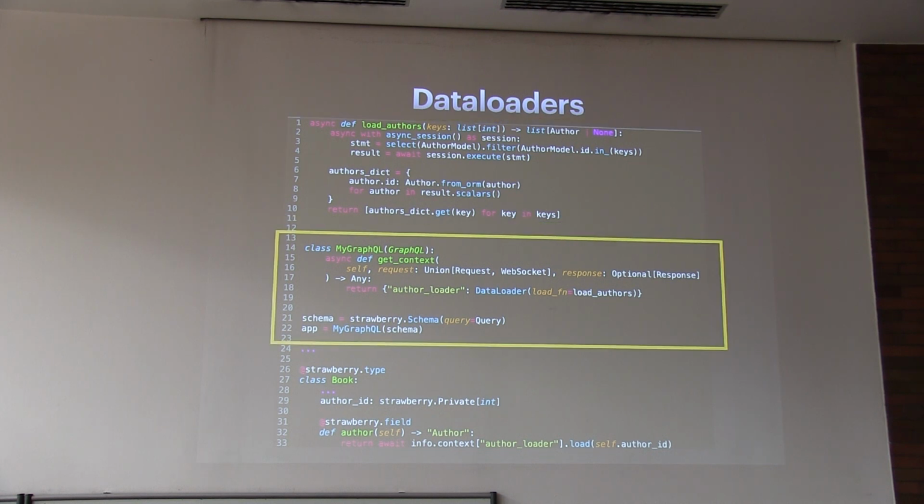You have to somehow initialize this data loader, and the important thing is that it cannot be global, because a data loader has some caching by default. So you have to create a fresh data loader instance for each request. This is usually done by injecting the data loader instance into the so-called GraphQL context. Every framework or library has some kind of context that is usually later available as an info variable.